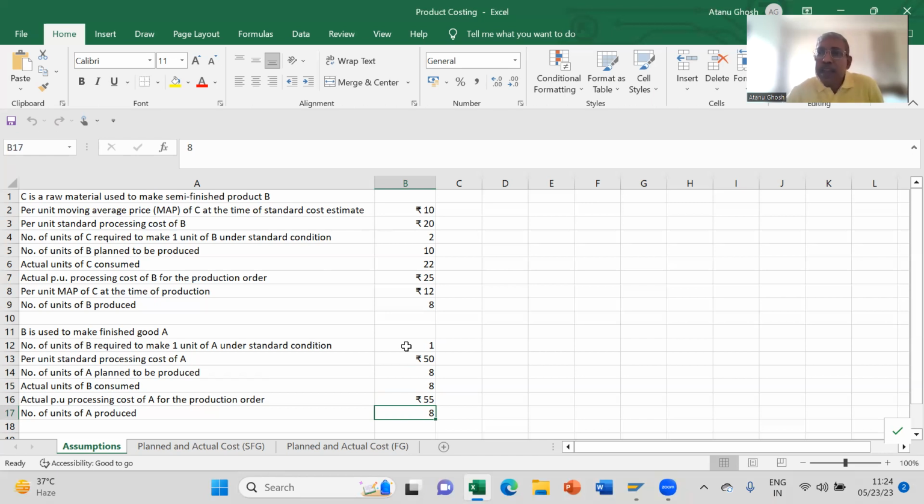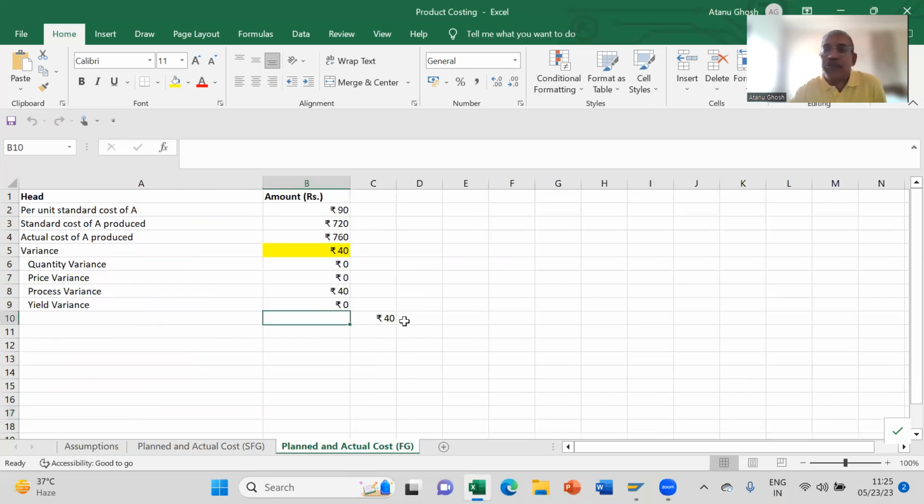Now, I have made this simplified just to show you one important calculation in this particular phase. But if you want to change these numbers, for example, you want to say that actual number of B consumed is 10 instead of 8 and find out the quantity variance, you can do that. Similarly, if you want to say that actually 6 units of A were produced instead of 8, you can find out the yield variance also for the same process. The formula is also there in the sheet.